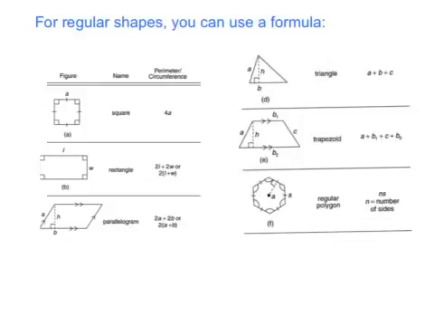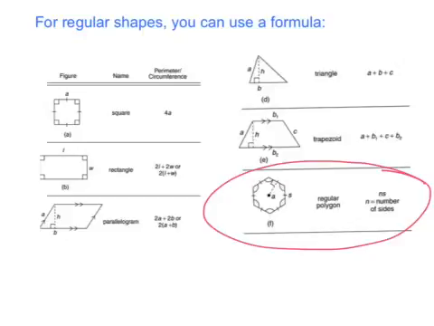And then this is a good one. For any regular shape, meaning that all the sides are the same, you can just multiply the number of sides times the length of one side, just like a square. Okay, and that works for any regular shape. So those are just some formulas that you can keep in the back of your mind, or just remember that you can also add them.